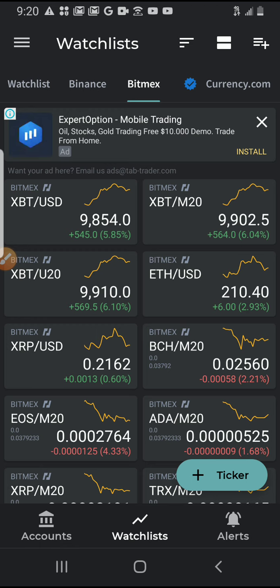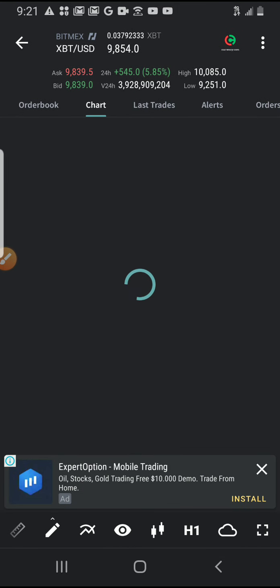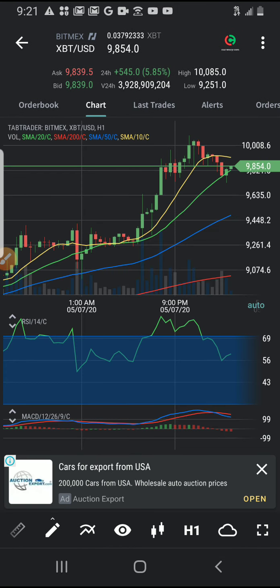You understand? Support, when we are coming down, it holds us. Resistance, when we are going up, it prevents us from going further. So in today's topic, we are going to understand support and resistance in chart trading. So let's head over to our BTC USD chart.